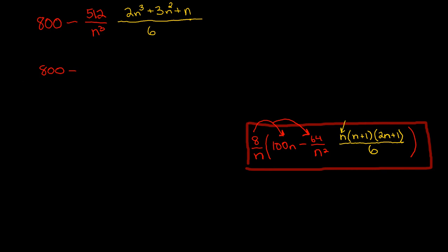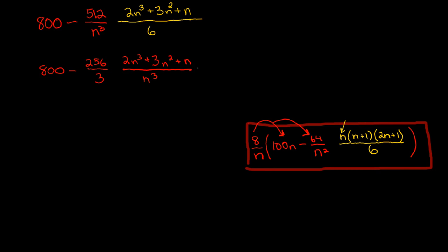So we got these fractions, we got these constants. We got the 512 and the 6, and 512 divided by 6 is not a whole number, but 2 divides 512, and 2 goes into 512 256 times, and 2 goes into 6 3 times. So the 512 over 6 can simplify to that number. And then what we've got is the 2n cubed plus 3n squared plus n, and then we're dividing by n cubed.